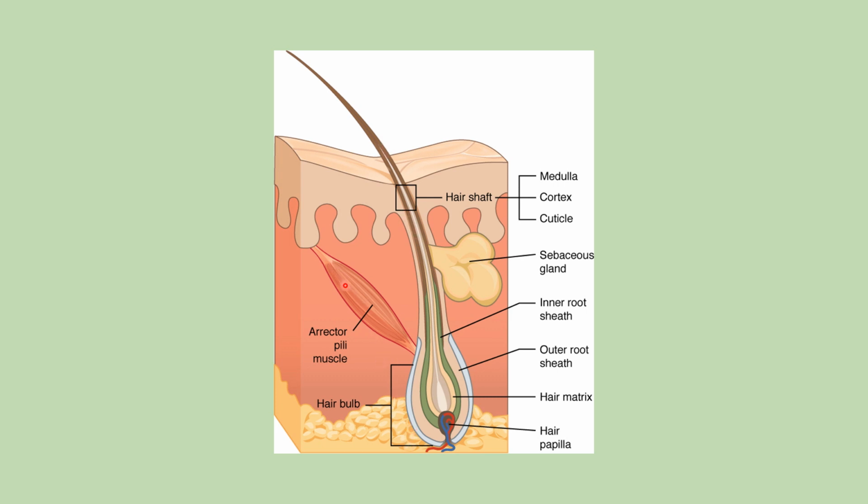Notice this is the erector pili muscle. When this muscle contracts, it's going to pull this strand of hair straight up, and that's what gives you goosebumps. This is a smooth muscle, so you have no control over it. And then here is the sebaceous gland. We will talk about that in just a moment.